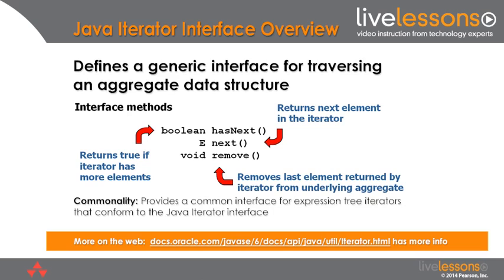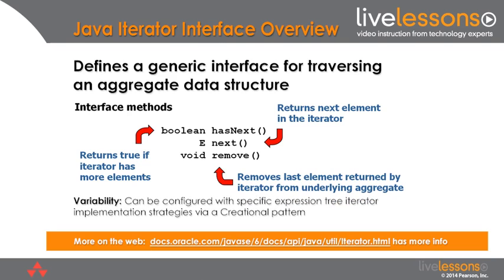From a commonality and variability point of view, we have a common interface we use for expression tree iterators that conform to the Java Iterator interface. And from a variability point of view, we can come along and specialize different implementations of these iterators via some kind of creational pattern.